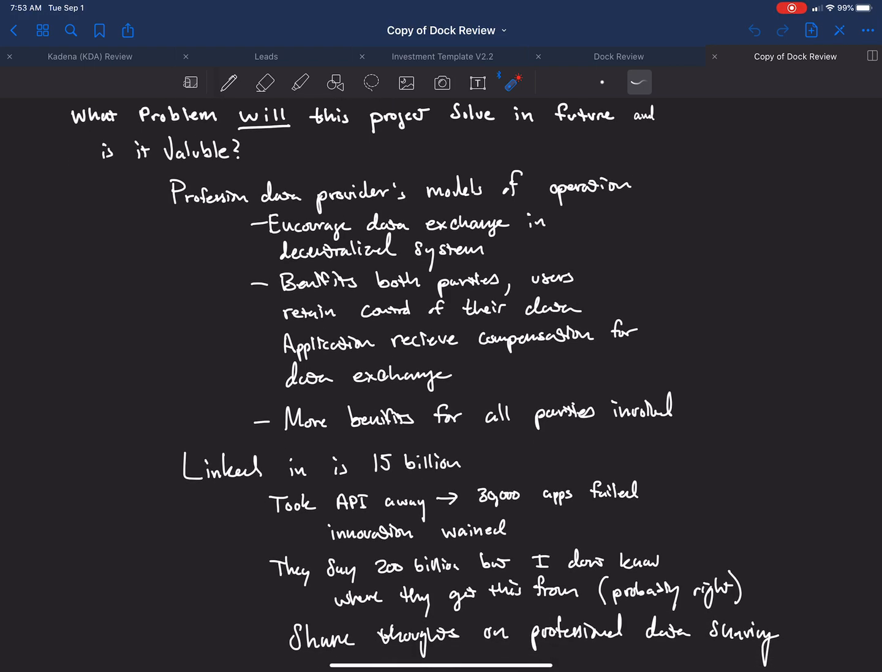So it goes for professional data, such as LinkedIn, those type of markets. They want to encourage data exchange in these decentralized systems. They want to benefit both parties. Users retain control of their data. Applications receive compensation for their data. More benefits to all parties involved.